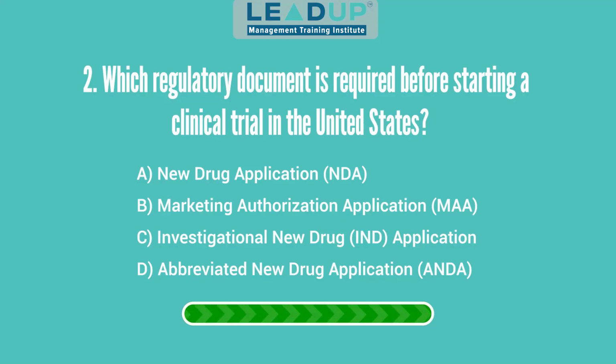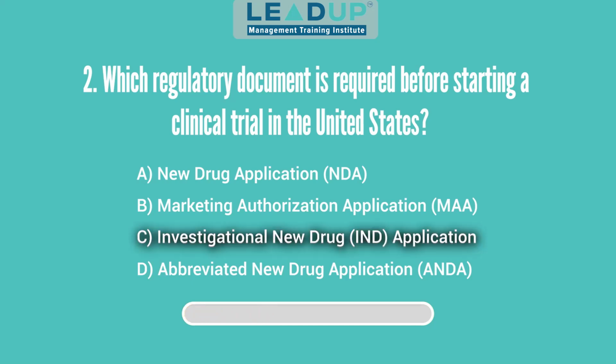Question 2. Which regulatory document is required before starting a clinical trial in the United States? A. New drug application, NDA. B. Marketing authorization application, MAA. C. Investigational new drug, IND application. And D. Abbreviated new drug application, ANDA. The answer is Investigational New Drug IND application.